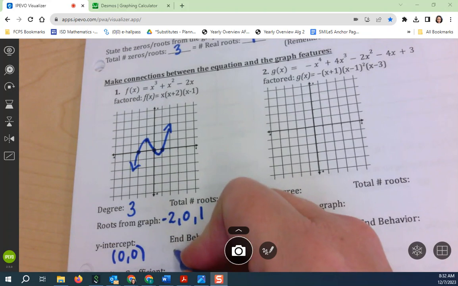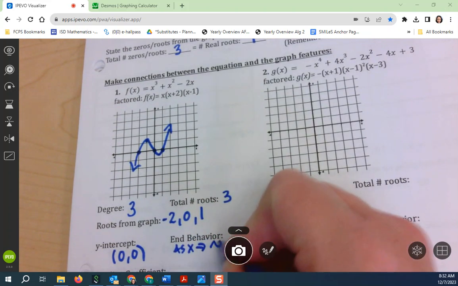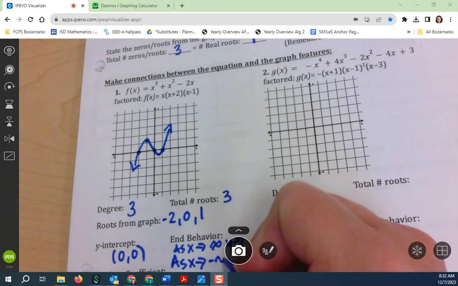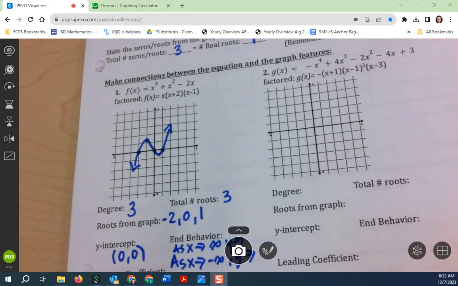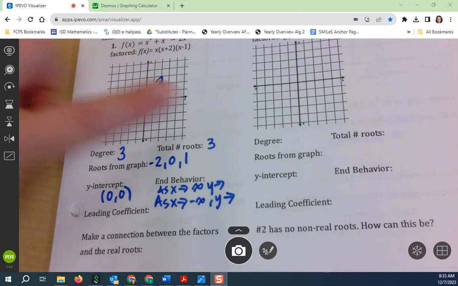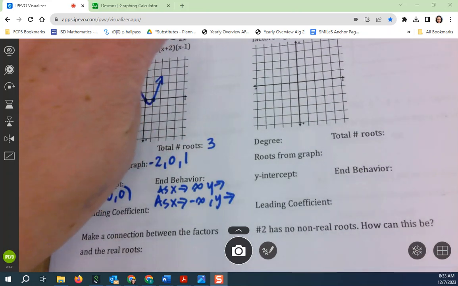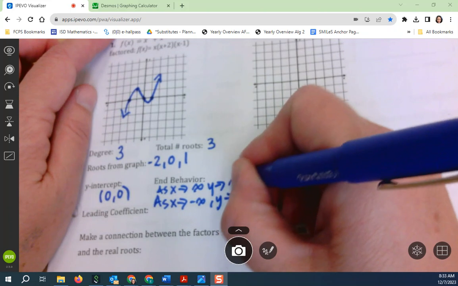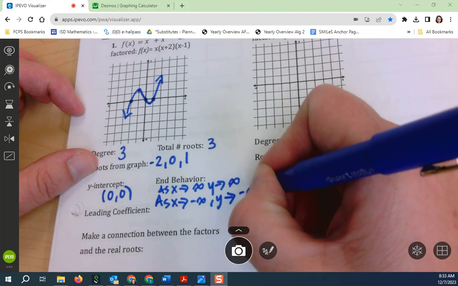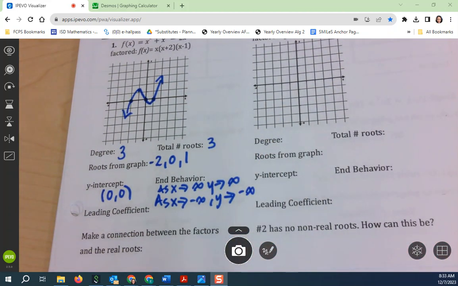All right, and behavior: as x goes to infinity, y goes to, and as x goes to negative infinity, y goes to. Okay. On the right side, as x goes to infinity, y goes to what? Infinity. And as x goes to negative infinity, y goes to negative infinity. Leading coefficient, there's no number in front of my leading term, so what number would we put there? 1. 1, thank you.